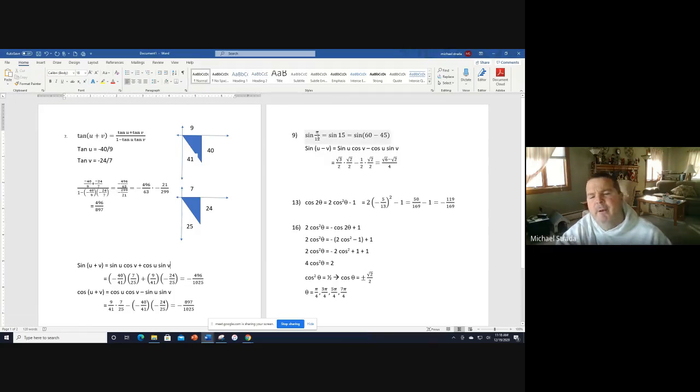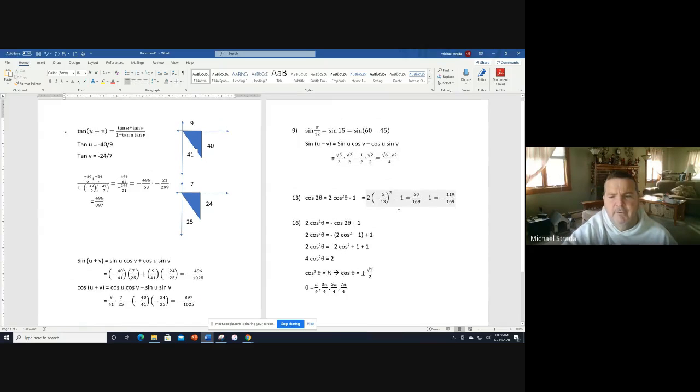Now, number 9, sine of pi over 12 is sine of 15. Sine of 15 can be rewritten as 60 minus 45. The sine of u minus v is the sine u cosine v minus cosine u sine v. The sine of 60 is root 3 over 2. The cosine of 45 is root 2 over 2, minus 1/2, because the cosine of 60 is 1/2, and the sine of 45 is root 2 over 2. When I simplify, I got root 3 times root 2, which is root 6. 1 times root 2, which is root 2. So I got the root 6 minus root 2 up top. 2 times 2 is 4, so I end up with 4 in the denominator.